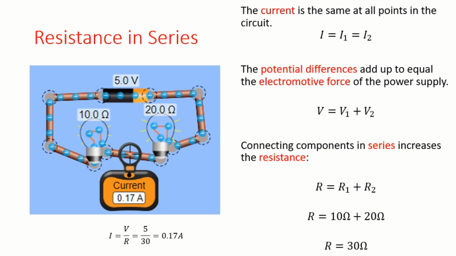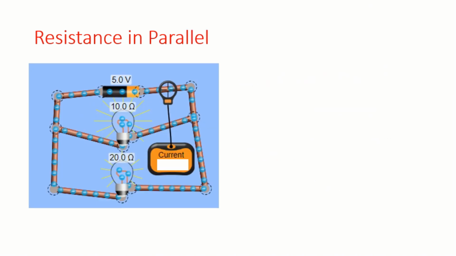All right, I'm assuming that we've digested series circuits. Let's talk about parallel. Now, here we've got the same set of components. We've got a cell, a lamp, and another lamp with 10 ohms and 20 ohms respectively. However, this time we've arranged them in a different way. This is a parallel circuit.